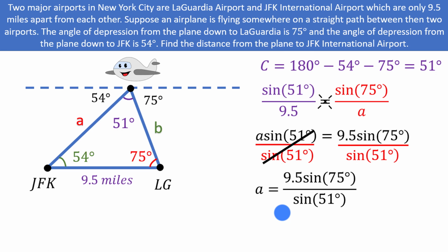If we type this into our calculator, we will get that a is approximately equal to 11.81, and the units on this value are miles. The distance from the plane to JFK International Airport is approximately 11.81 miles.